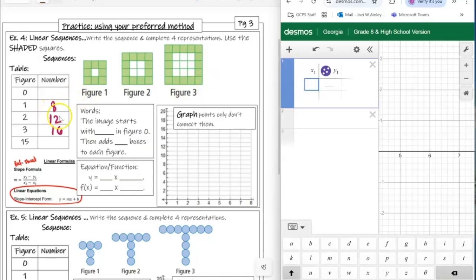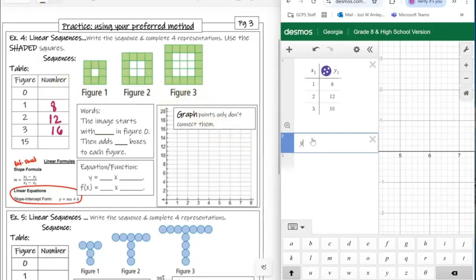All right, I'm going to put in what I know. So I know 1, 8. And again, be very careful to type exactly what it says, 1, 12 and 3, 16. All right, I've typed in exactly what I saw. And if you remember from the previous video, you're going to write down our linear function twice. So y equals mx plus b 2 times. You're going to highlight it, Control C to copy, Control V to paste.